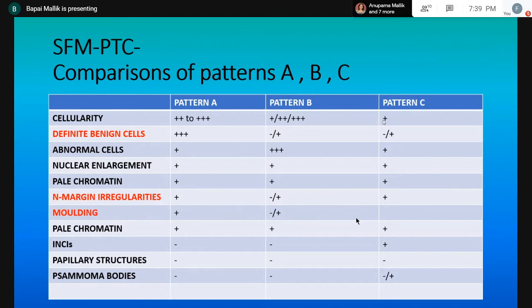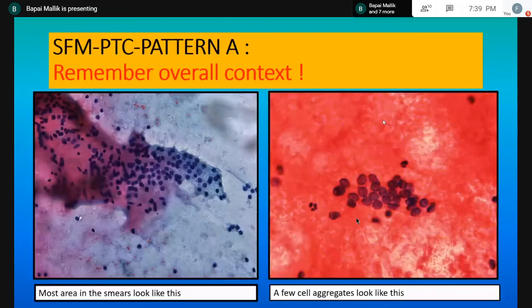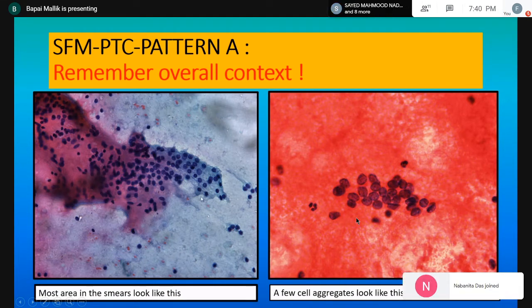And I hope that some of these are going to be clearer as I go into the pictures. So let's look at the first pattern. This is pattern A. Remember that most of the areas are going to look like this. These are benign thyroid follicular cells. There is a significant amount of colloid in the background.